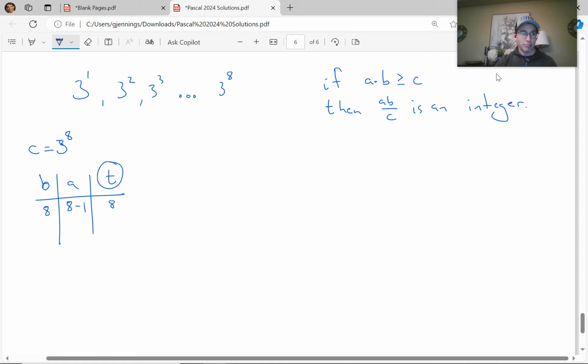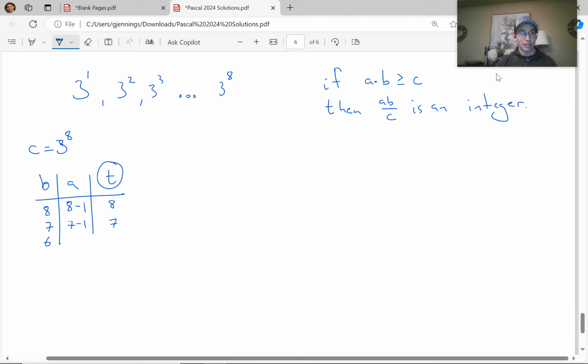Okay? If B is 7, then A could be 7 to 1. A can't be smaller than B, but it could still be as small as 1, like 3 to the 1, because 7 plus 1 still adds to 8. So there's 7 of those there.